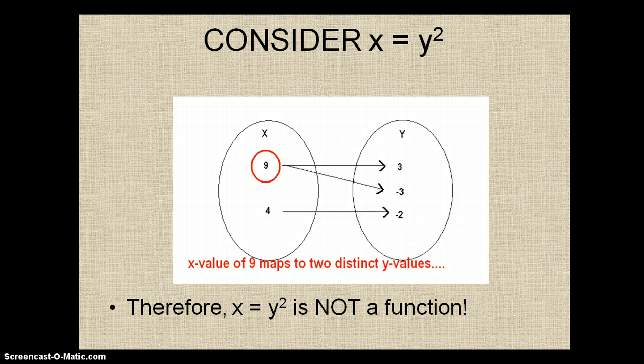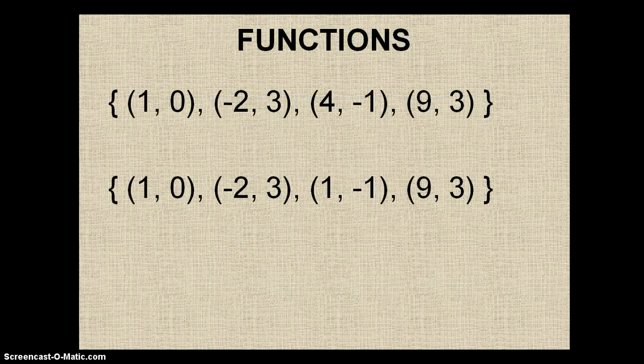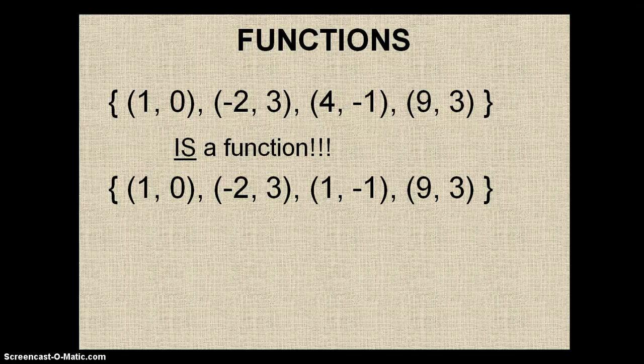X equals 9 has two different output values. If we look at these two examples, our previous example that we've been looking at, 1, 0, negative 2, 3, 4, negative 1, and 9, 3, this one would be considered a function because none of your y values are repeating. 1, negative 2, 4, 9, they're all different x values.